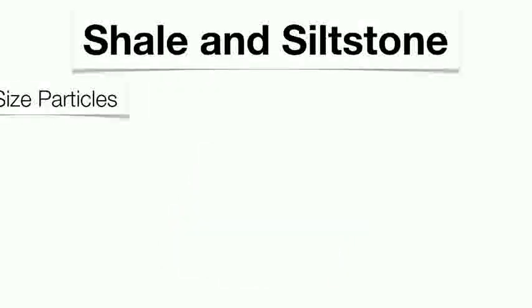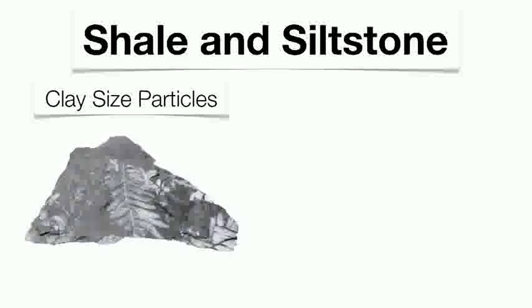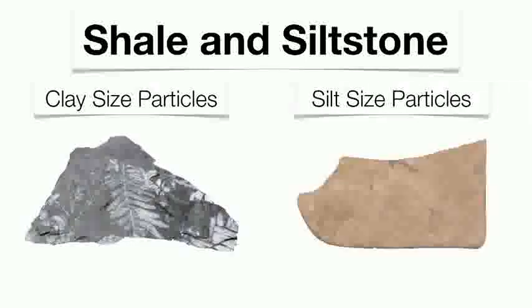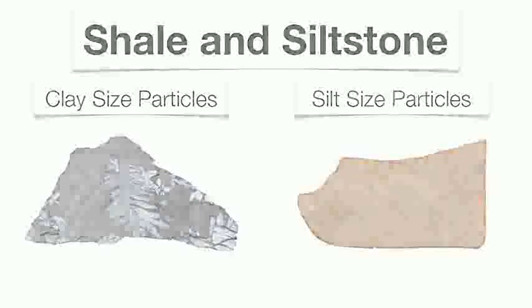Then we move into the 2 rocks with the smallest fragments. Shale is made up of clay, and siltstone is made up of silt. Okay, those 2 rocks are very hard to identify because their particles are so microscopic. So it's very important to understand the 5 clastic rocks that are found in your reference table.